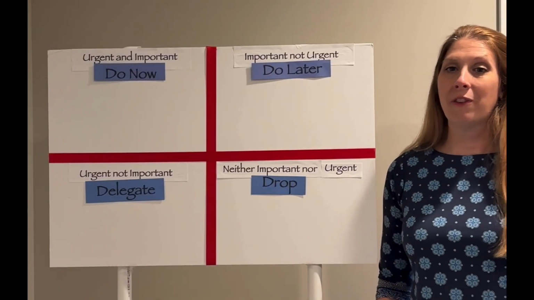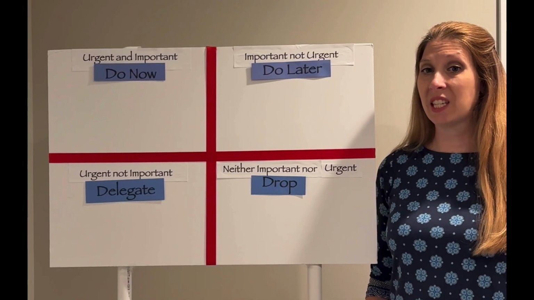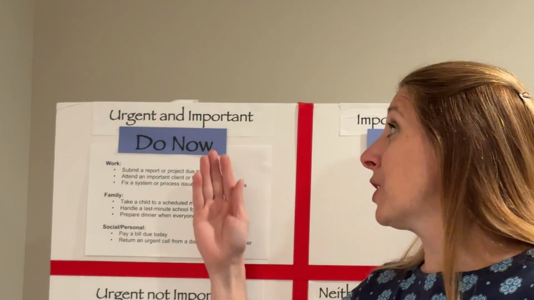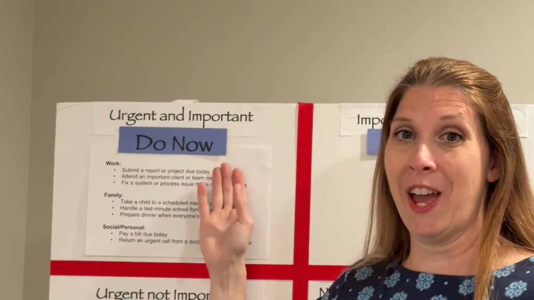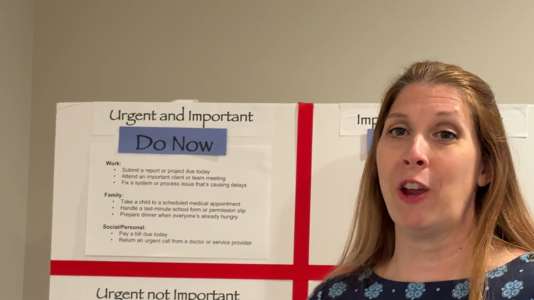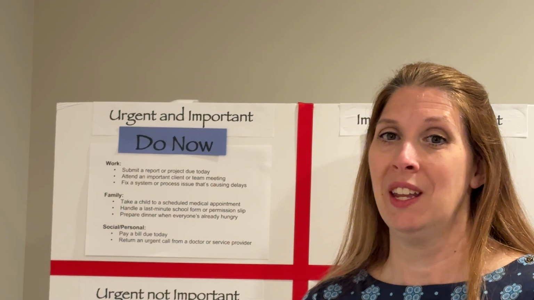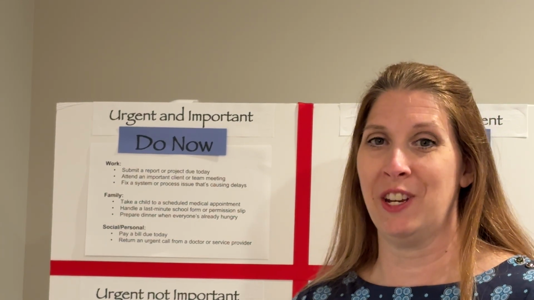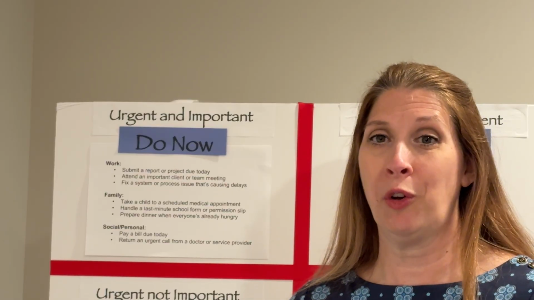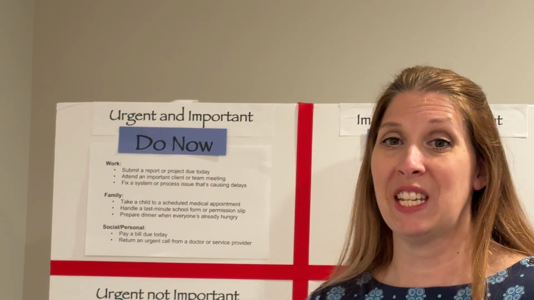Now that we have identified the 4 sections, let's talk about how to decide what tasks belong where. Now we are going to focus on this quadrant, urgent and important. We labeled it Do Now. These are tasks that require immediate attention and have real consequences if they are not completed. In work, it may involve submitting a report or a project that is due today, attending an important client meeting, fixing a system or process that's causing delays.